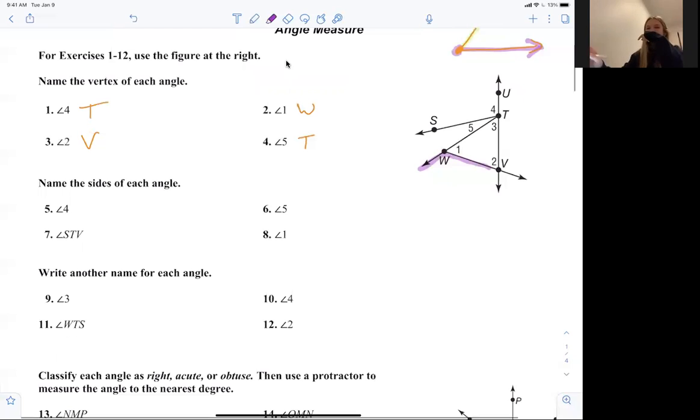Now name the sides. The sides of an angle I just mentioned are always what? Rays. So angle 4, we would say it's ray what? Angle 4 is ray what? TU, thank you. Now, believe it or not, it's important that you start at the what? The first letter is the what? The vertex.